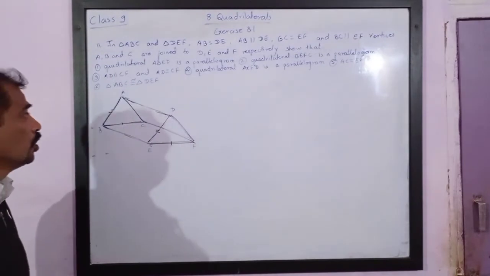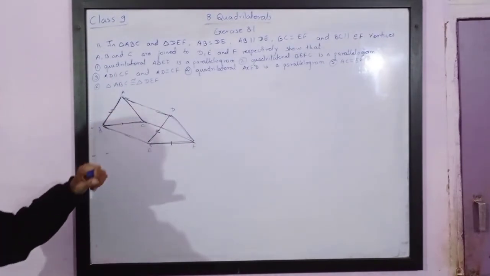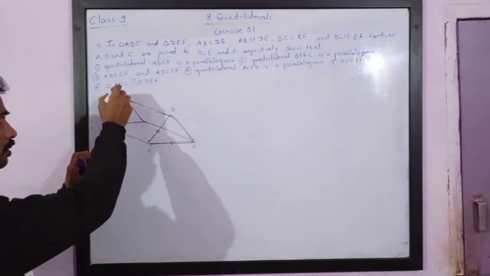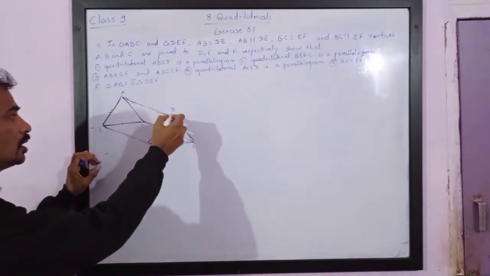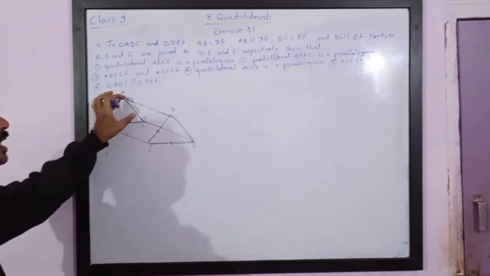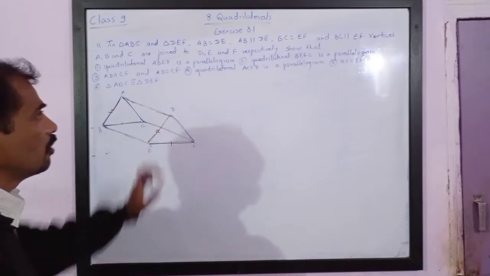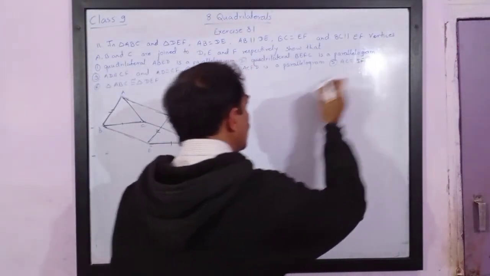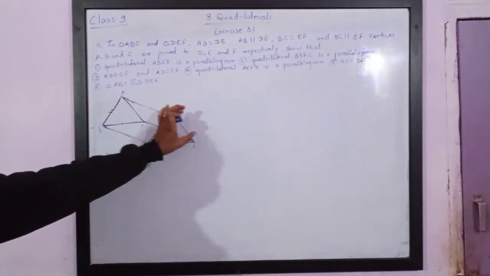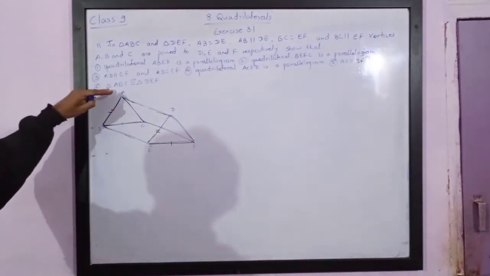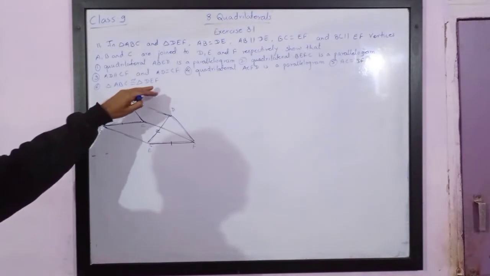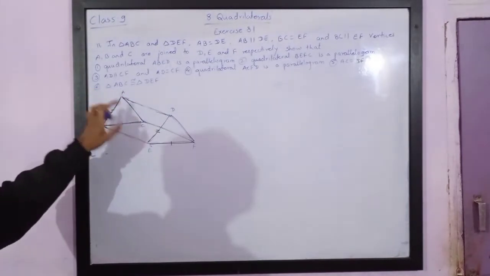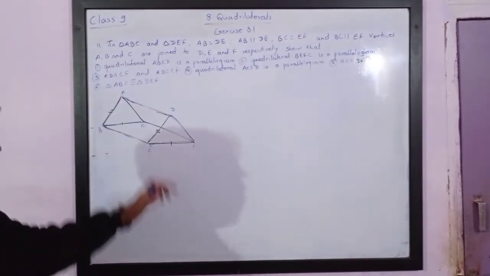Fifth part, we have to show AC equals DF. I have written here DF. AC equals DF, this we will have to show. And lastly, we have to show that triangle ABC is congruent to triangle DEF.